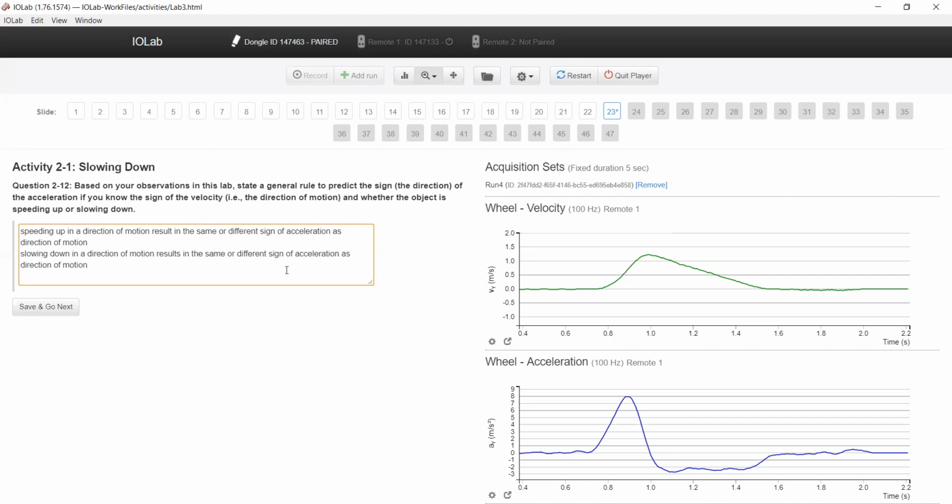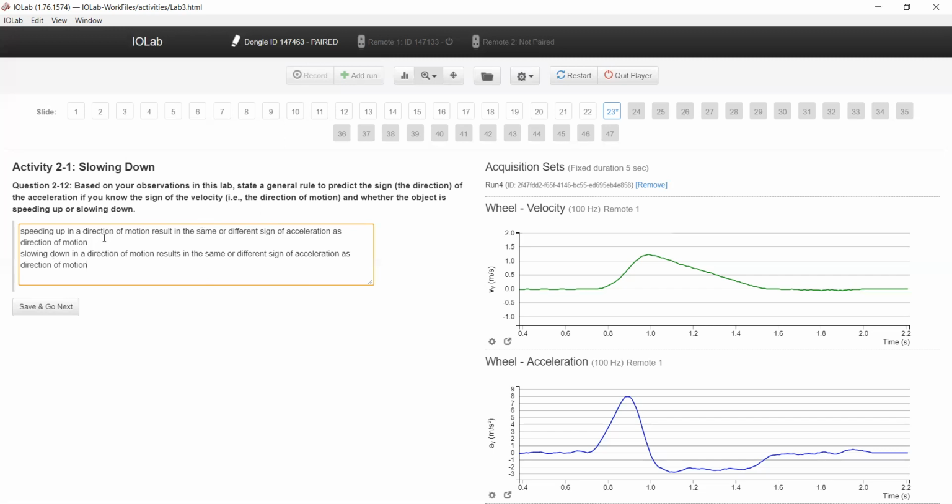We know that velocity will have the same sign as the direction of motion. If it is moving in positive direction, the sign of velocity is positive. If we are moving in negative direction, the sign of velocity is negative. So if we are speeding up in a positive direction, will we have a positive sign of acceleration or negative sign of acceleration? Based on that, write your general result.